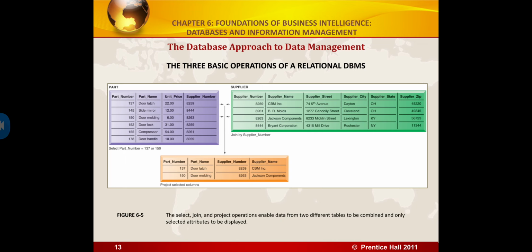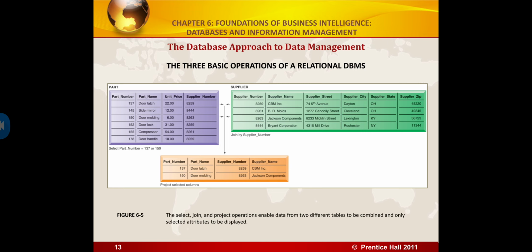The join operation combines relational tables to provide the user with more information than is available in individual tables. In our example, we want to join now the shortened part table, which would only include parts 137 or 150, and the supplier table into a single new table.